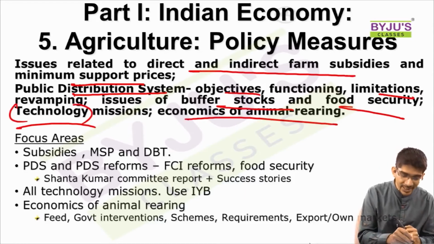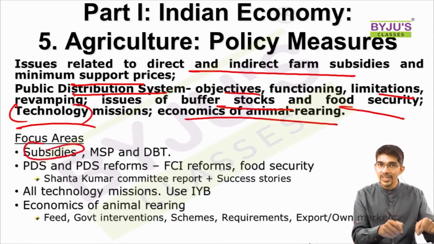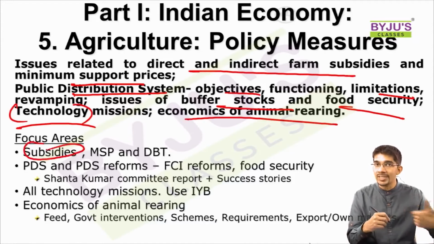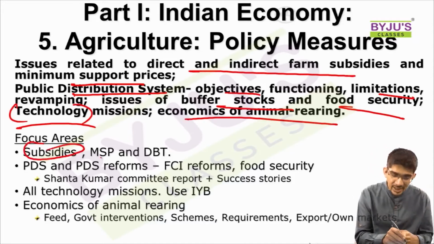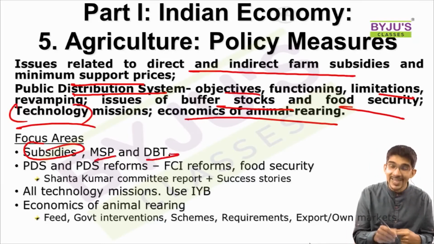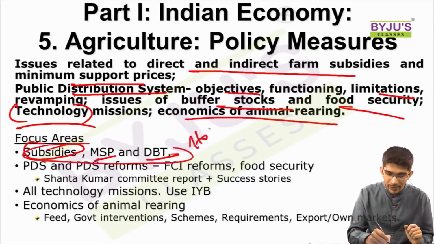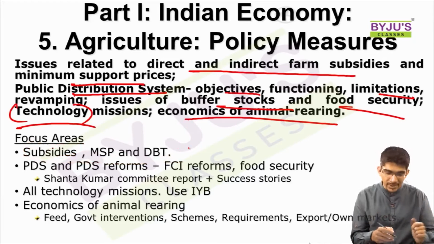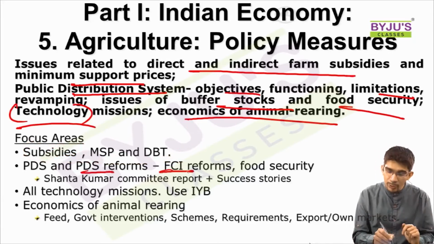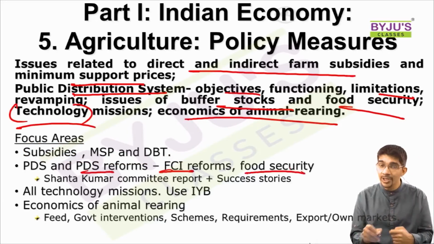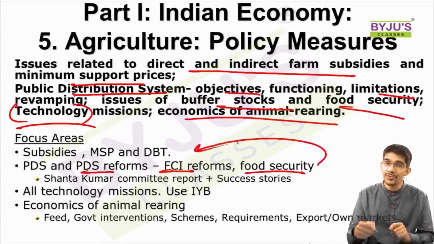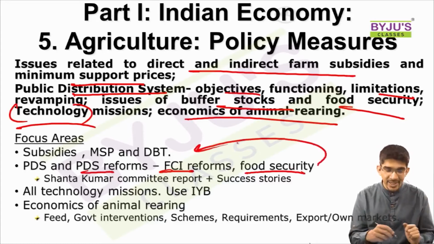So focus areas are subsidy, a very big, important focus area because we're trying to reduce subsidy in a lot of things such as LPG, fertilizers, etc. Minimum support price and direct benefit transfer. So these are hot topics right now. Very hot topics right now. Public distribution system, how it has been reformed, how the Food Corporation of India has been reformed, what kind of food security issues are related to this, such as food wastage, food shortage, etc.